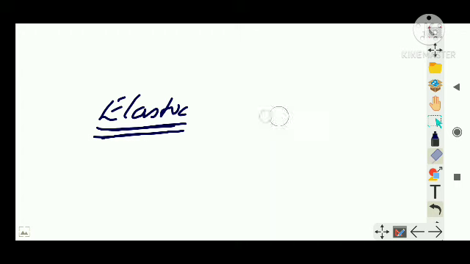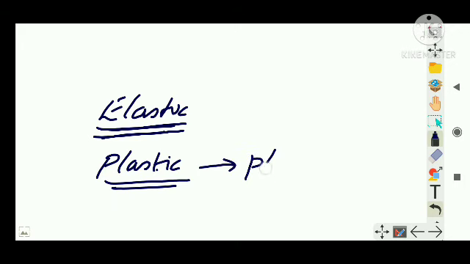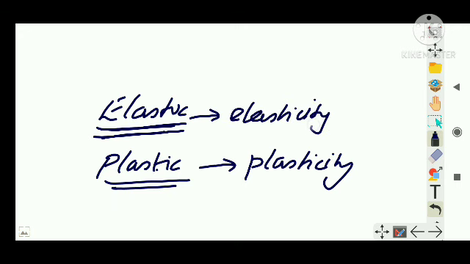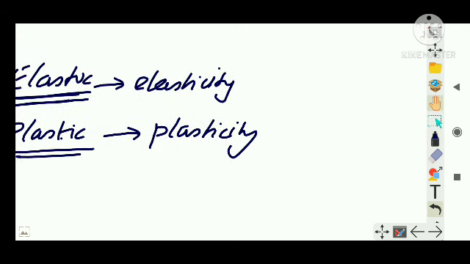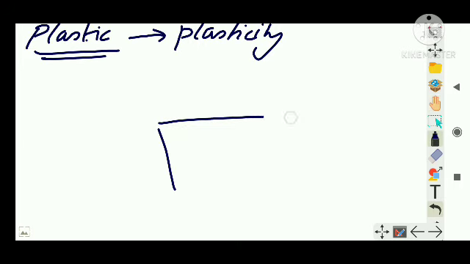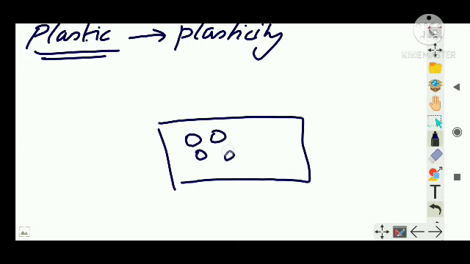An object which cannot retain its shape after the removal of deforming force is known as a plastic object, right? So these are two extreme objects. The objects which show plastic nature, I can say that property is plasticity, and the objects which are elastic show the elasticity property. Now in a molecular way, how can this elasticity be explained? If you consider an object, there will be a lot of molecules and atoms inside it, and there will be intermolecular forces between them.